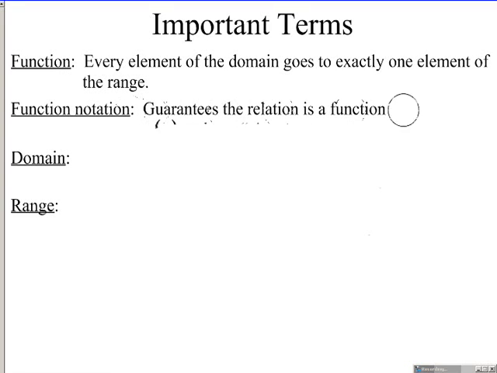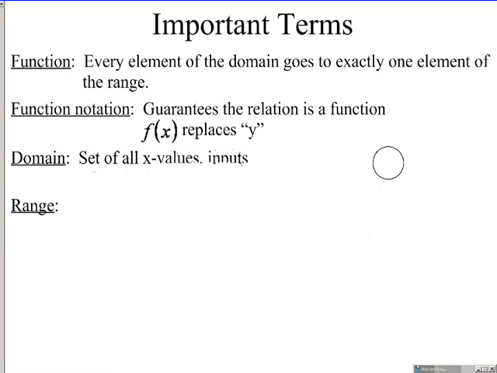Function notation, really all function notation does is guarantee that the relation is a function, and f of x replaces your variable y. So if you're not comfortable with function notation, just remember that f of x is just taking the place of the variable y, and the only thing it tells us is that the relation we're dealing with is indeed a function.